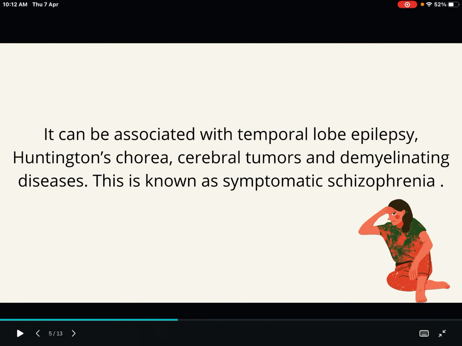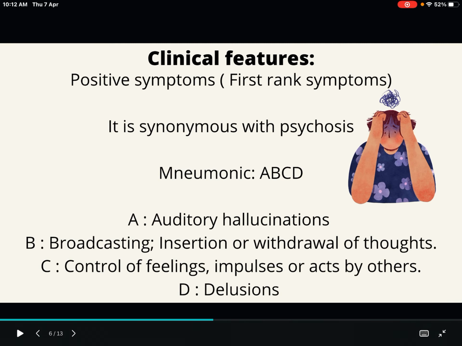And also it can be associated with temporal lobe epilepsy, Huntington's chorea, cerebral tumors, and demyelinating diseases. This is known as symptomatic schizophrenia. If the schizophrenia is associated with any other conditions such as temporal lobe epilepsy, Huntington's chorea, any cerebral tumors, and demyelinating diseases, it is known as symptomatic schizophrenia. So I guess this much is clear.